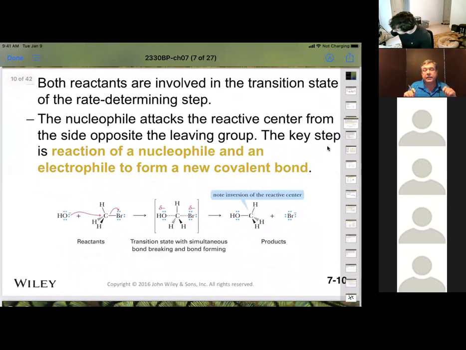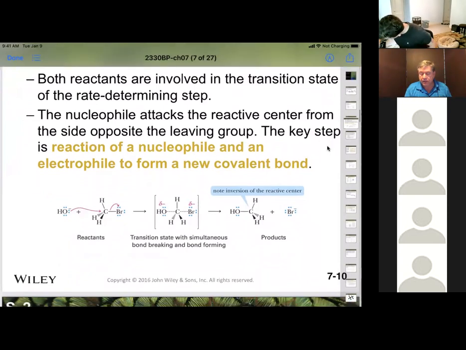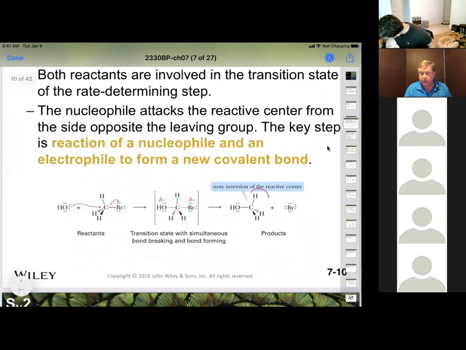So, like I said before, both reactants are involved in the transition state, which means our nucleophile comes in, starts to form a bond with our carbon, and starts to break the bond with the bromine, okay? And so we only have that single transition state, and at the end of it we have our new sigma bond, but we also have an inversion of the center, and we're going to talk about this inversion of center again in chapter 6.